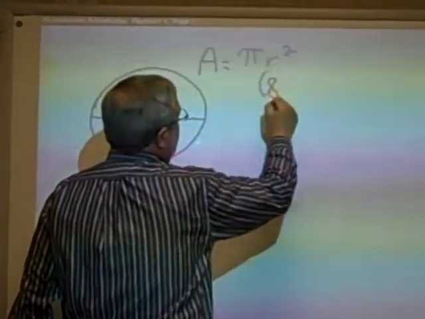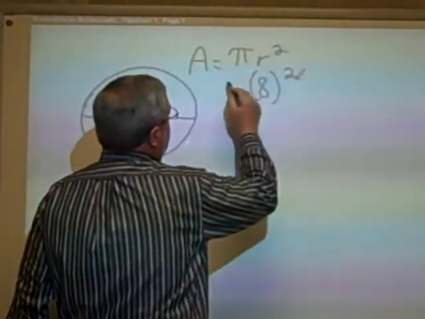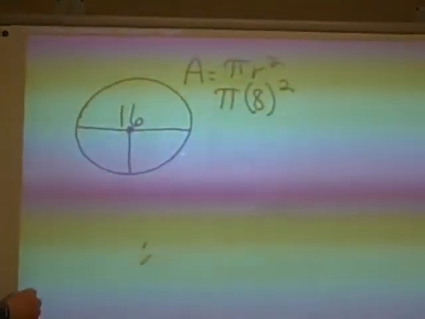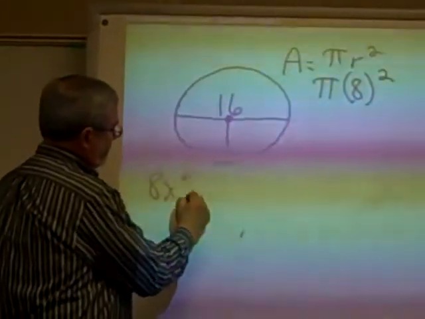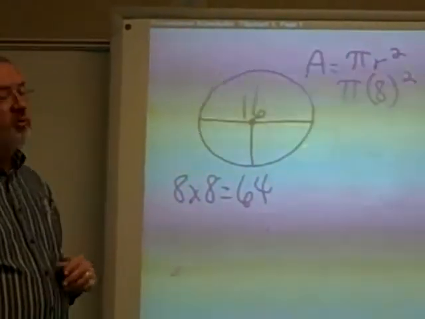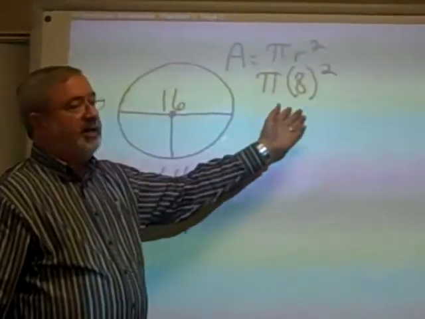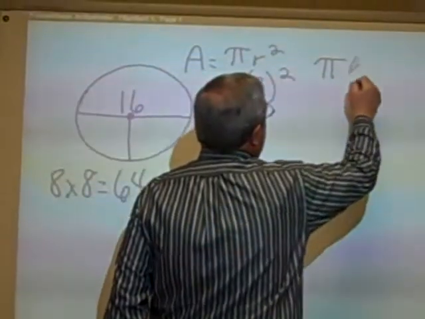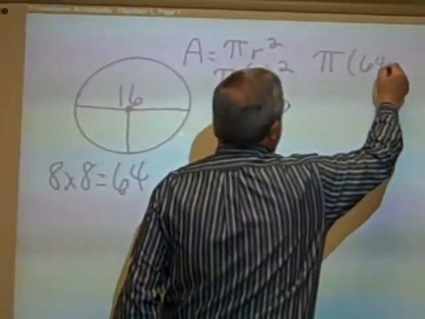So I'm going to plug that in right here in place of the r and put the square up here above it, the exponent of 2. We know that 8 times 8 by our times table simply is 64. So now that's going to replace my r and my 8 right here. So we'll rewrite that again over here, pi times 64.